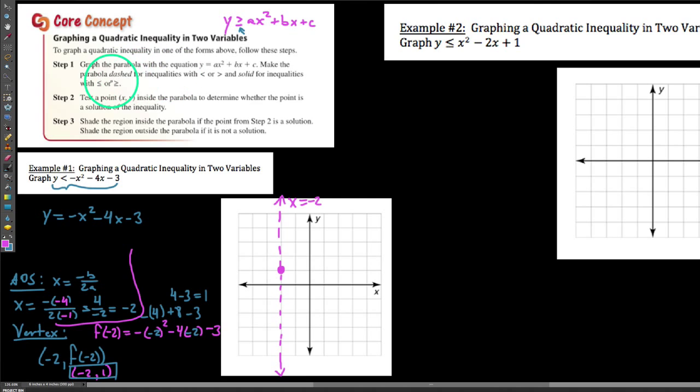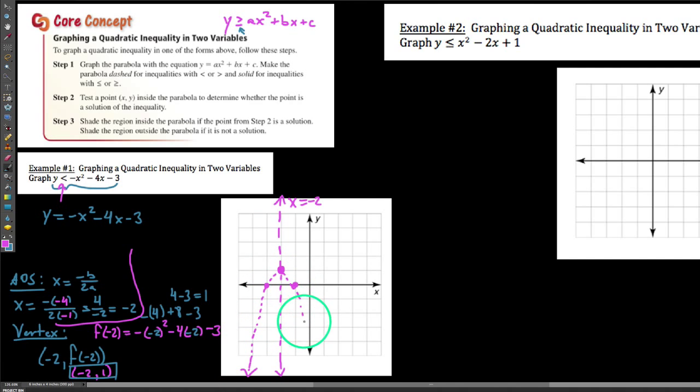It says make a dashed parabola for inequalities that have a less than or greater than, which we do in this case have just a less than, but a solid for inequalities with a less than or equal to or greater than or equal to. Using the fact that our a value is a negative 1, I know that as we go to the right one, we're going to go down 1. And I also know that this point would be on the graph here, but basically what we're intending to say here is that we should make a parabola that is dashed like this.